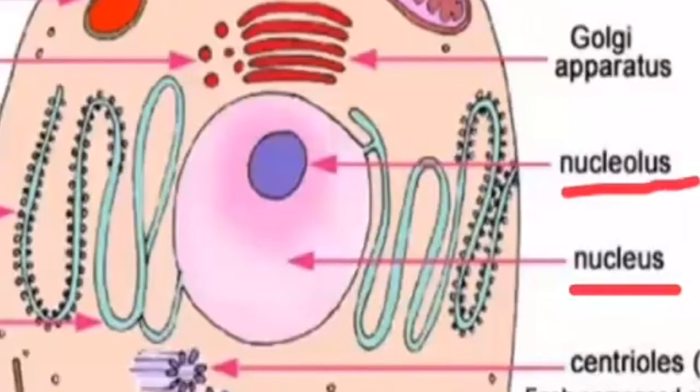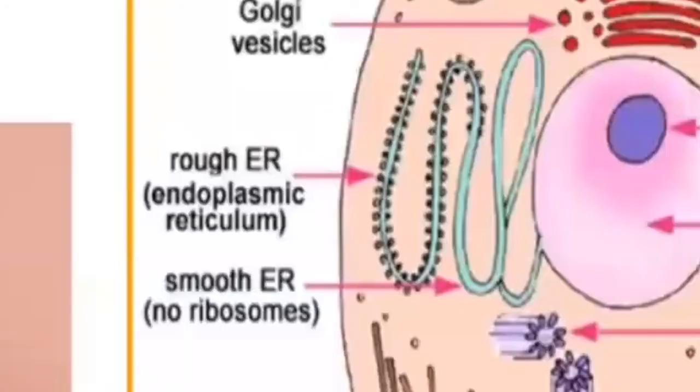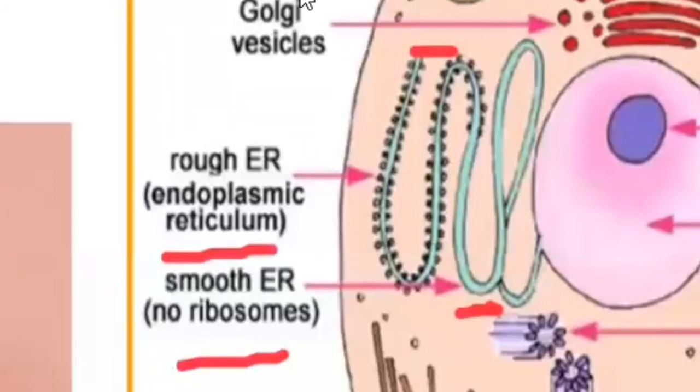Inside the nucleus, there is nucleolus. Then there is Golgi apparatus, which is near to the nucleus. You will be able to see the endoplasmic reticulum. These are the two different kinds of endoplasmic reticulum, where one is rough endoplasmic reticulum and the other one is smooth endoplasmic reticulum. See this one. This is smooth and this is rough, right?